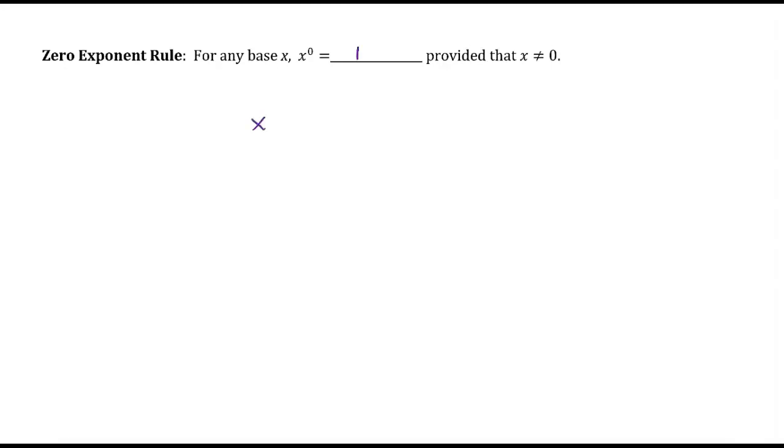Suppose we have x squared divided by x squared. Using the quotient rule, we know we could write this as x raised to the exponent of 2 minus 2, but that's just x to the 0. Now let's think about this another way. We have the same thing in the numerator and in the denominator, so we know that this really simplifies to 1. That is, x to the 0 is equal to 1.